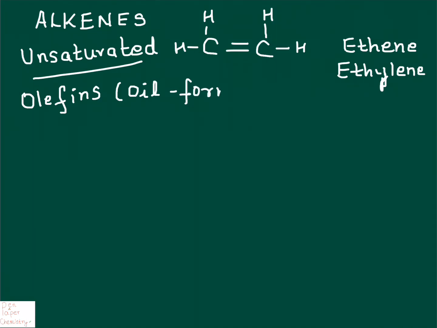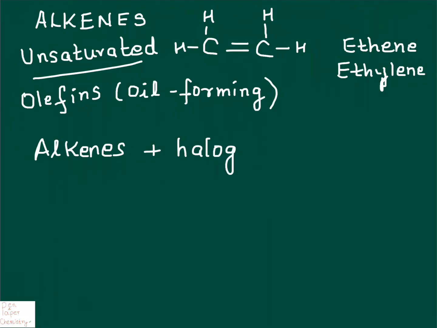Why? Because alkenes have a tendency to react with halogens. So, alkenes plus halogens give us oily products, and that is why they were generally classified as olefins.